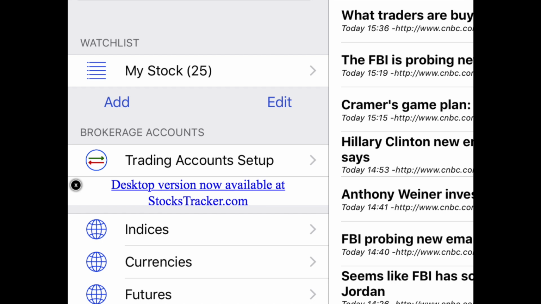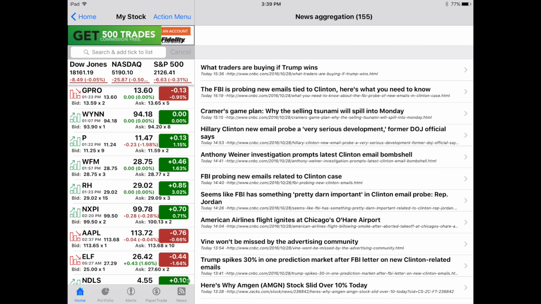So we're looking at the watch list. We're going to click on My Stocks (25), and this is what pops up. It's going to show all my stocks. If I kept scrolling up, you would see my other 12 or 15 stocks in there as well. These are all the stocks I keep watch on every single day. Above my first stock, which is GoPro, GPRO, you see the Dow Jones, NASDAQ, and S&P, so you can see how the major indices are doing.